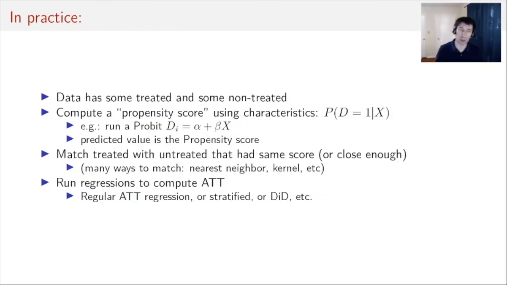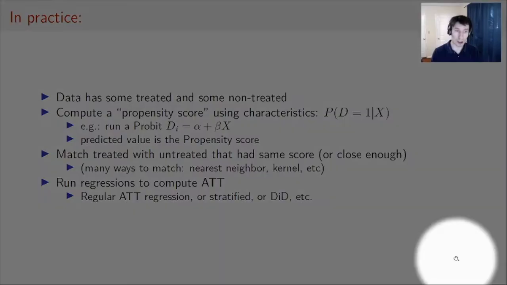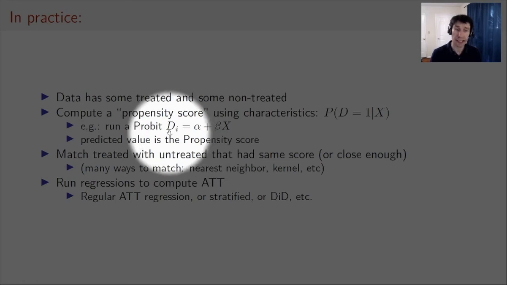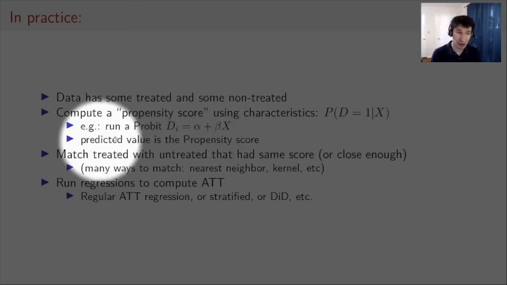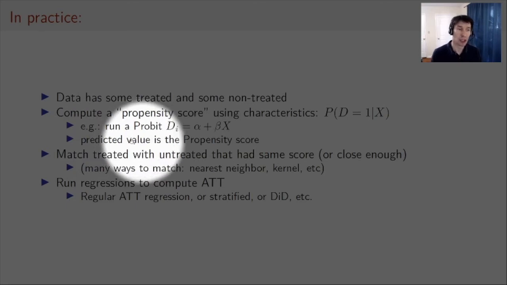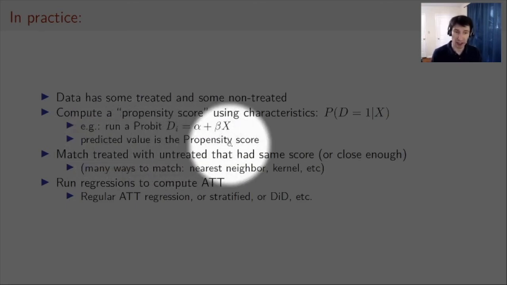So in practice, how does this work? Well, you have data with some treated and some non-treated elements in it, villages or individuals or items, etc. So you have treated and non-treated. Then you compute something you call the propensity score, which is the probability of being treated based on some characteristics. So for instance, you run a probit predicting your treatment status, Di, as a function of alpha and beta X, where X are your characteristics. And then you take predicted values for everybody in your sample. Those predicted values are the propensity score.